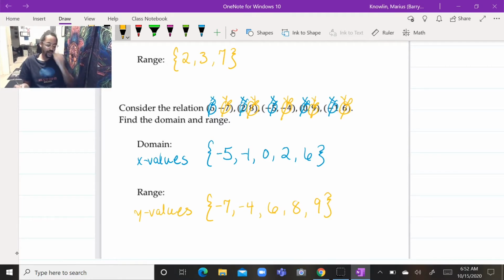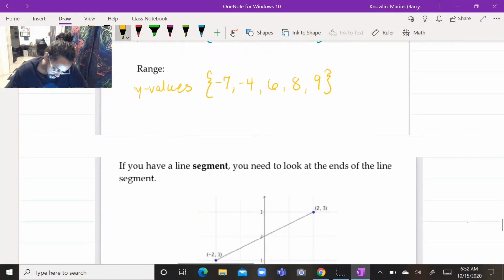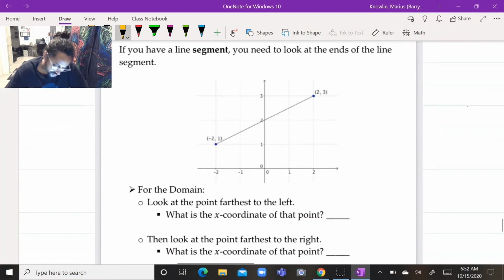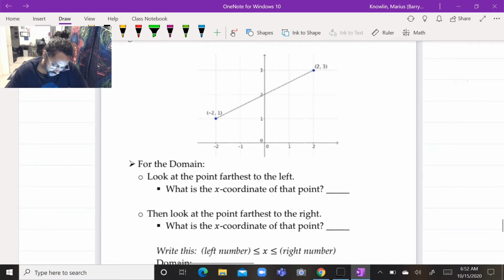And now we've written out all of our range values. Okay, let's keep it moving. Now, if you have a line segment, you need to look at the ends of the line segment. So for the domain here, and it's a habit of mine, I like to label these x-axis, y-axis. Okay, anytime we have a graph and it's not already labeled, label it.